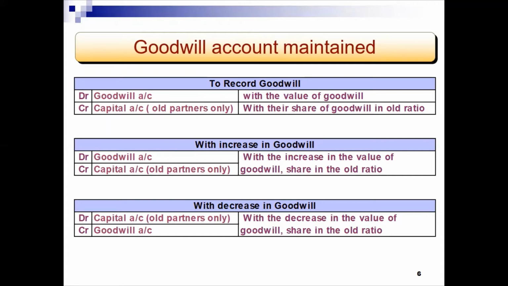A situation may also exist in which there was an existing goodwill account already created, and upon valuation of goodwill, when a new partner is being admitted, we realize a decrease in goodwill. In such a case, debit the partners' capital accounts for the old partners with their share of the decrease in goodwill in the old profit sharing ratio, and credit goodwill account with the decrease in goodwill.